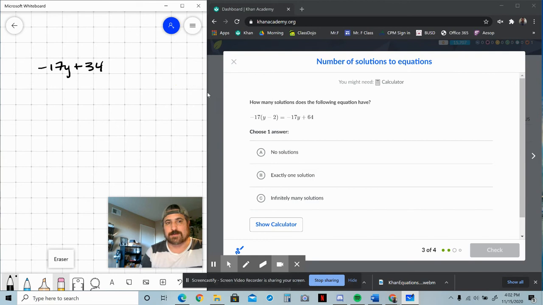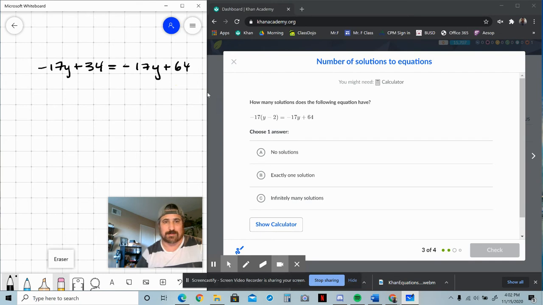Negative 17y is the same on the left and the right side. But on the right side, you have the 64 being added. On the left side, you're having 34 being added, right? That's like saying x plus 34 equals x plus 64. How can that be true, right? If x is the same value, how can the same value plus 34 equal the exact same amount plus 64? That doesn't make any sense.